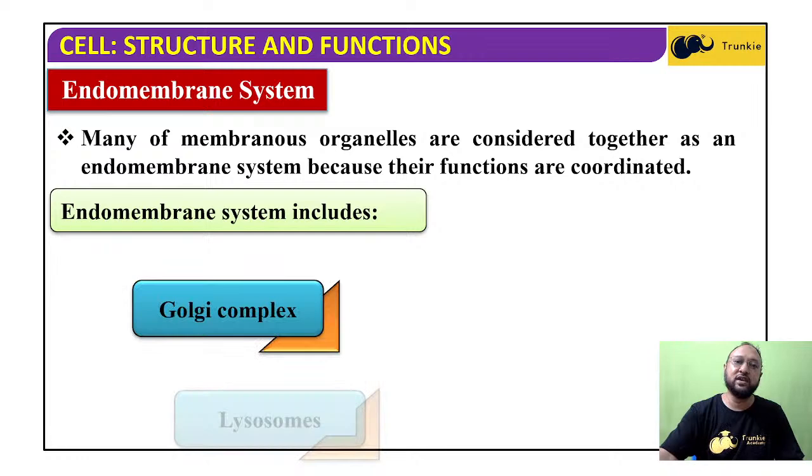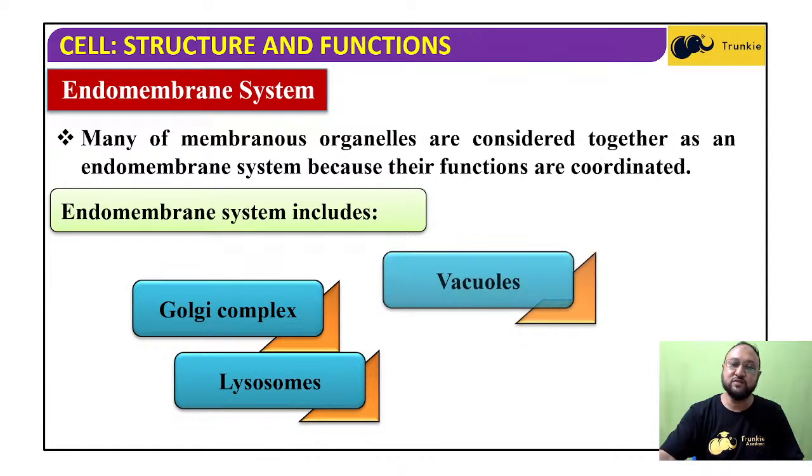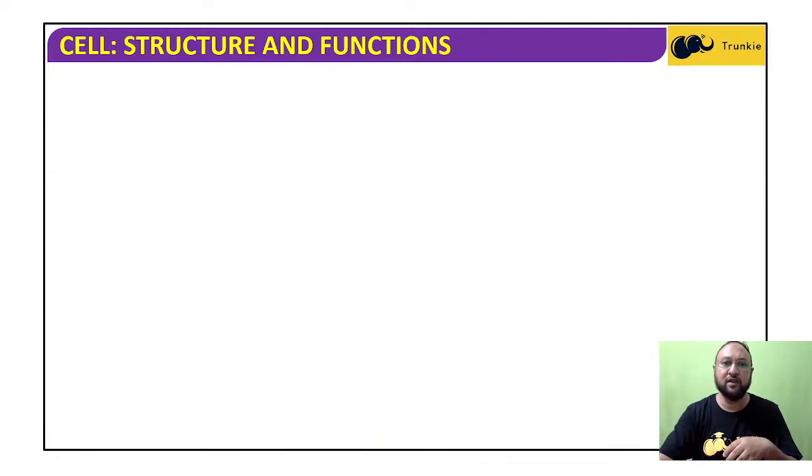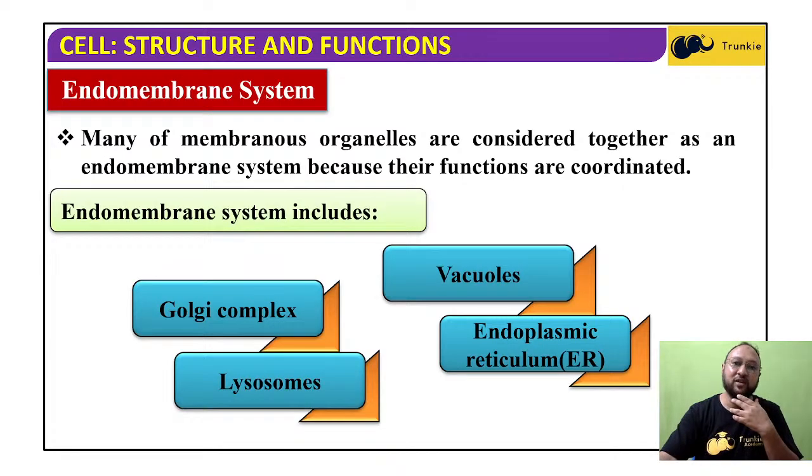The endomembrane system includes the Golgi complex, lysosomes, vacuoles, endoplasmic reticulum, etc. Within the cytoplasm, there are these important organelles. They have a membrane, and they play an important role in the function of the cells and then the functions of the individual body. So the Golgi complex, lysosomes, vacuoles, and endoplasmic reticulum have membranes, and they form the endomembrane system.